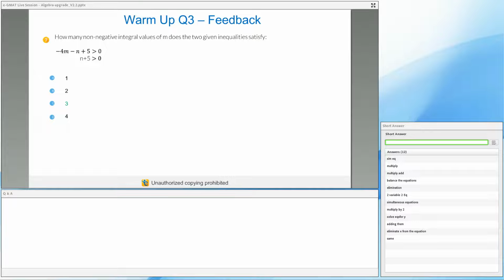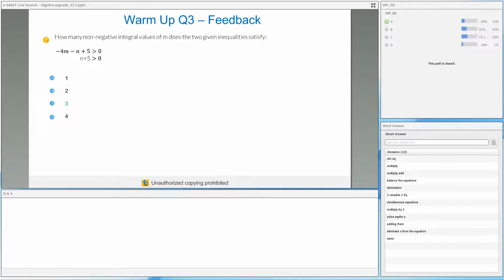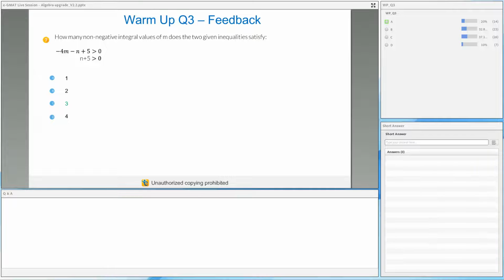So I had a very mixed response in this case. 32% of you think the answer should be B, 37% of you think the answer should be C, and about 20% of you think the answer should be A. So first of all, tell me one thing. In this question I need to find out non-negative integral values. What is the meaning of non-negative integer values? From where do non-negative integers start? What is the first value?